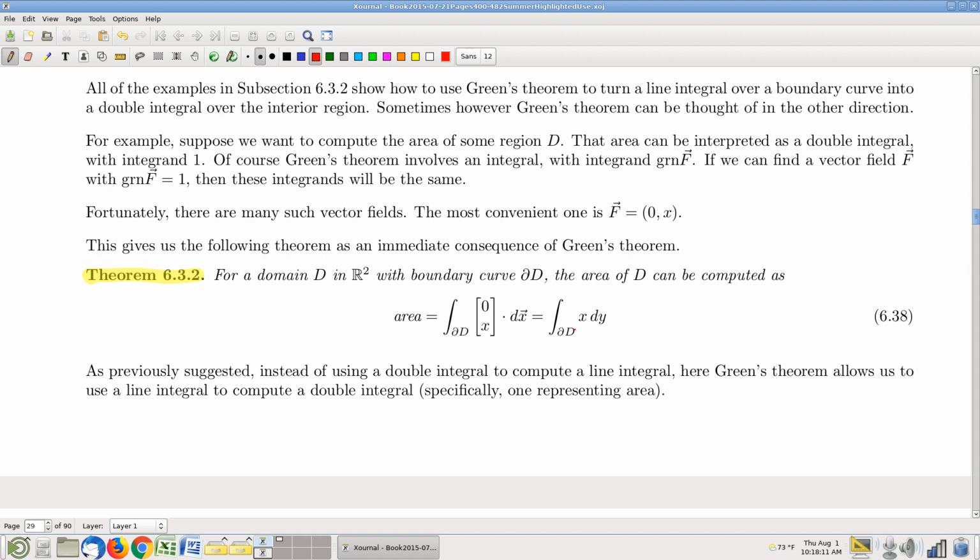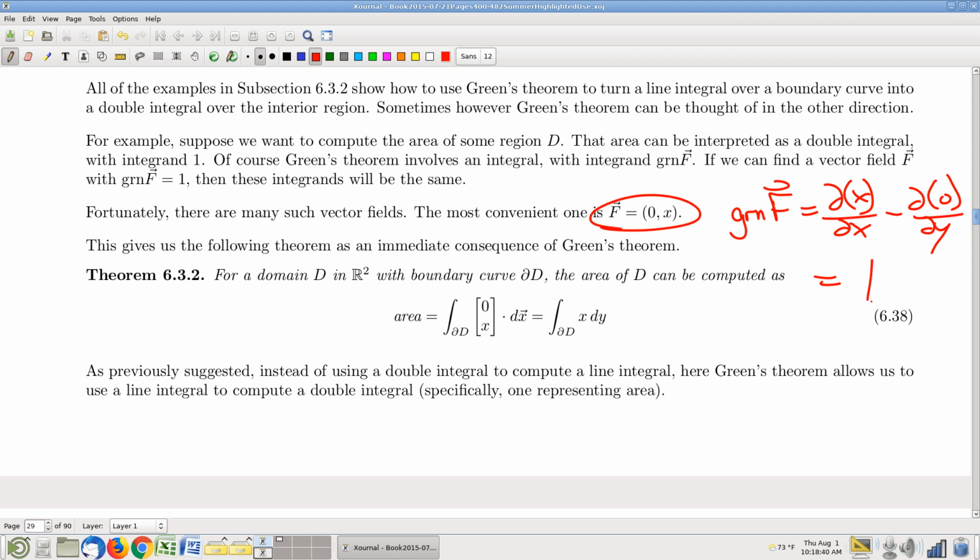So now we're going to do the same thing here. I don't expect you to have dreamed this up yourself. This is a very slick move, but you get to benefit from me passing this down. And here's the idea. Let's think about that vector field. Let's compute Green's operator of that vector field. And it's dQ/dx minus dP/dy, which is 1. Green's operator is 1. Isn't that nice?